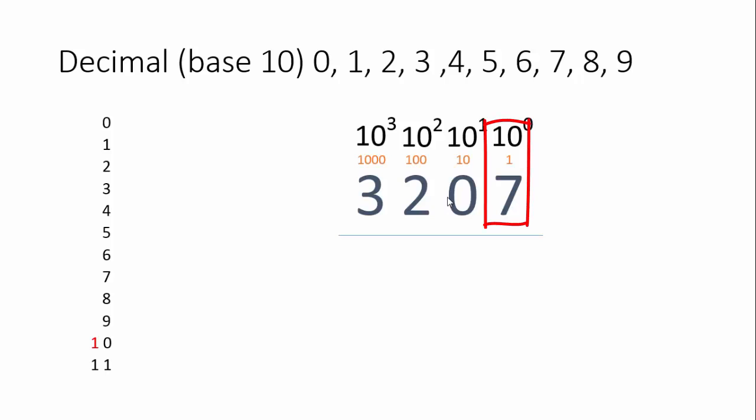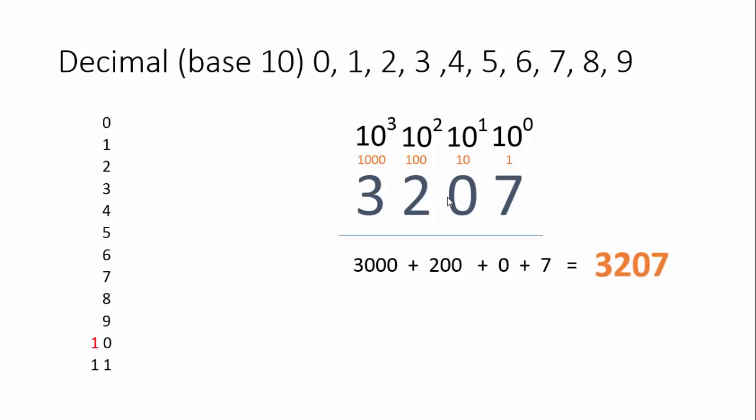So the first column is our ones column. Our second column is our tens column, then our hundreds column, and our thousands column. So when I break this number down, I have 3 1,000s plus 2 100s plus 0 10s plus 7 ones. And when I add those together, I get 3,207.